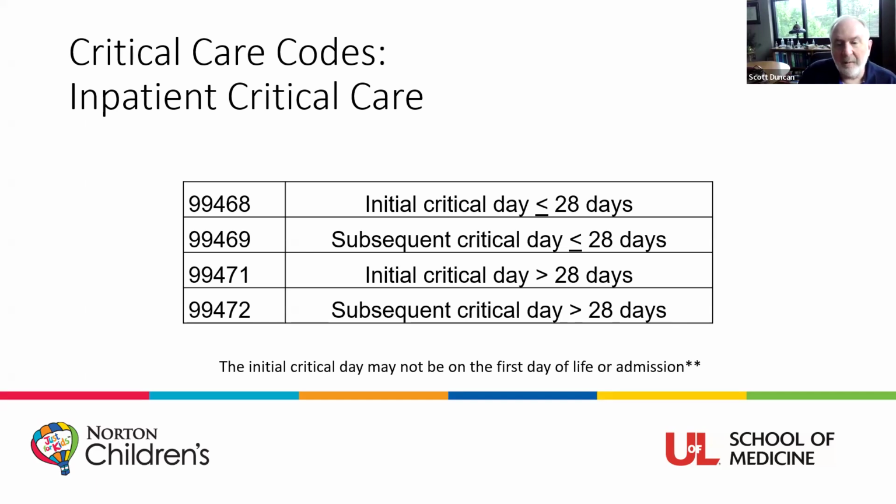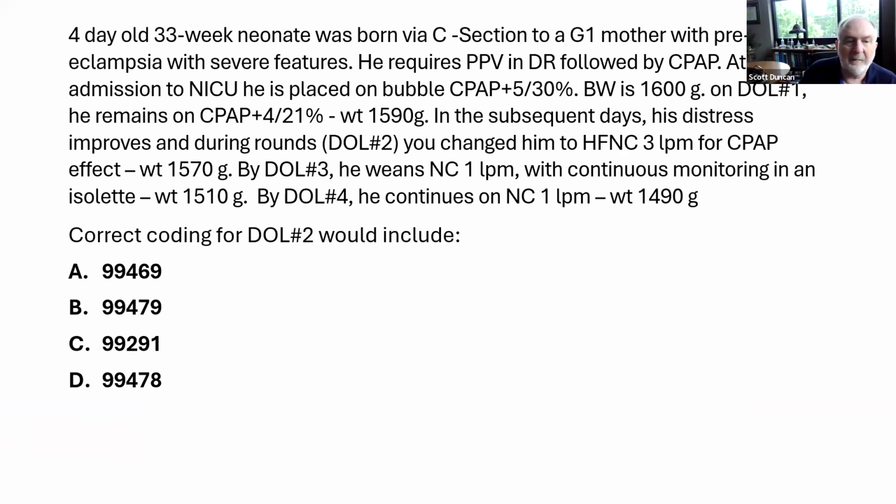Also note that, as I've mentioned with the intensive care code, the initial critical care code may not mean the first day of life or the admission code. You may have admitted this baby in well baby, he looked okay. By 6 hours, he was starting to get tachypneic. The next day, he developed DIC and what looked like fulminant sepsis and got intubated. So now a day and a half later, you get an initial critical care code in that type of scenario.